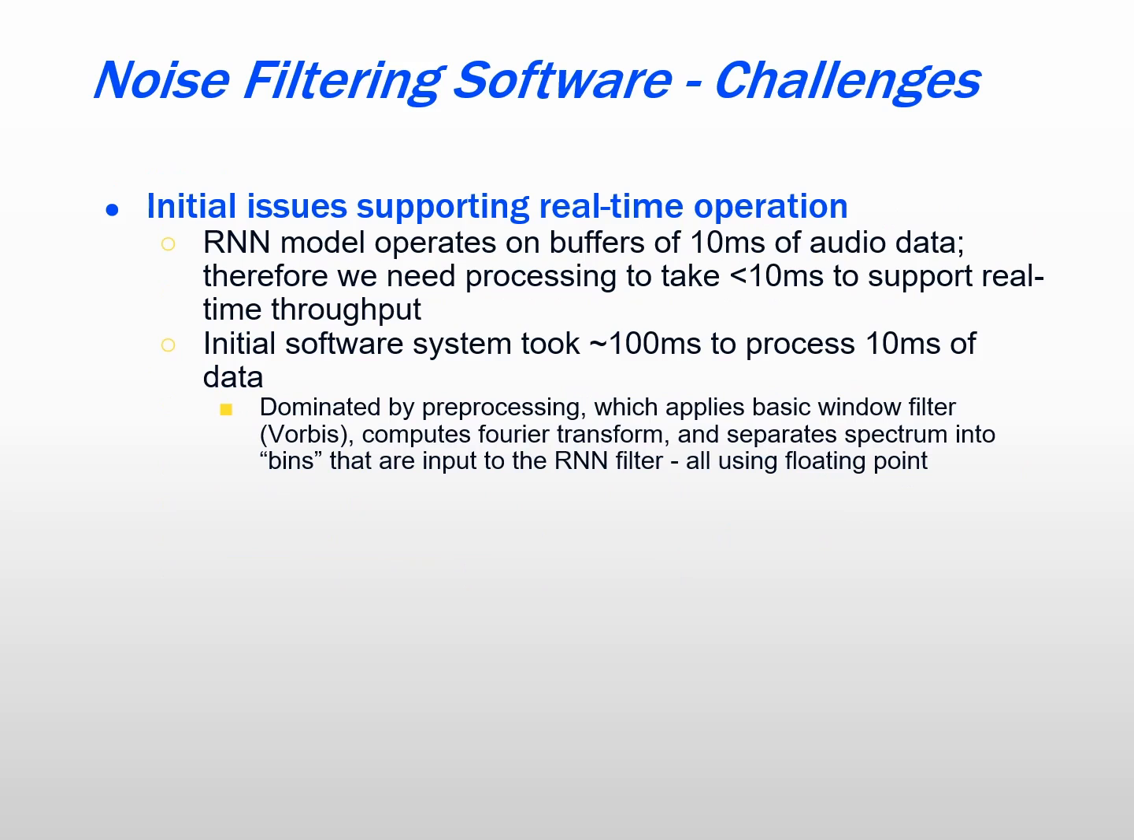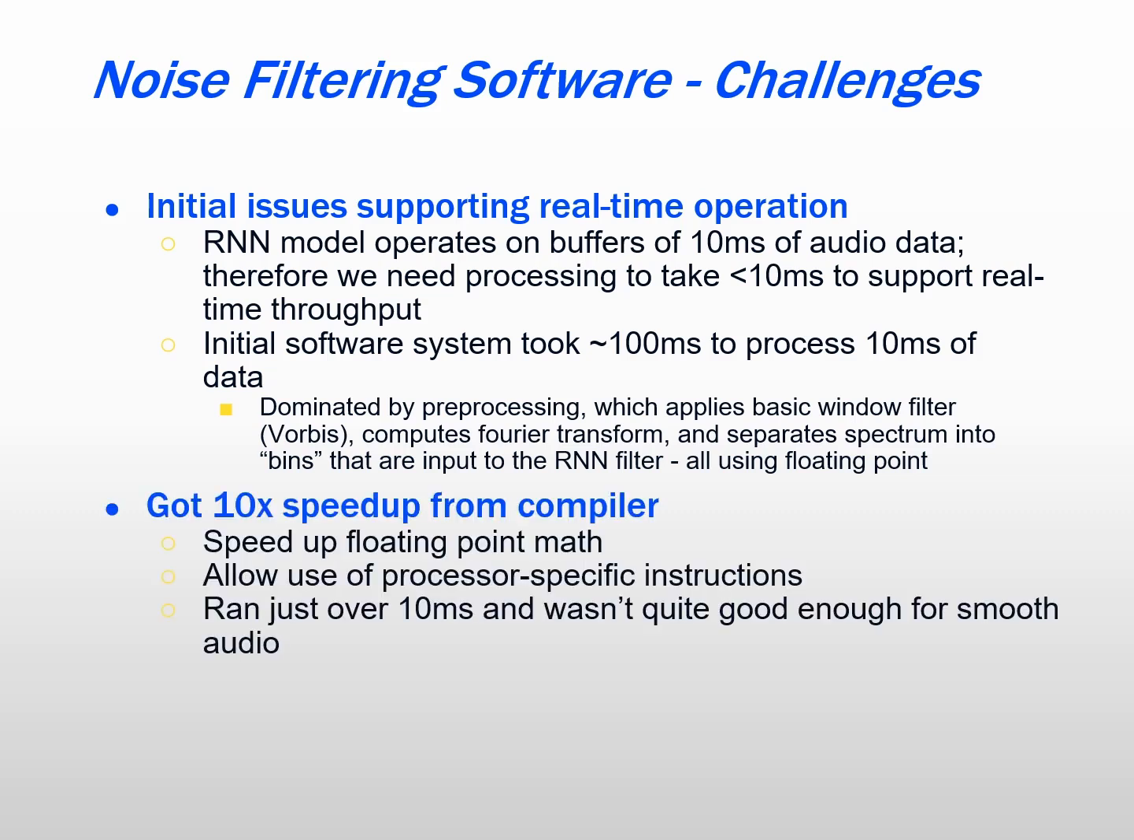So the software posed some challenges when we were first trying to get the system to run in real time. Since the RNN operates on 10 millisecond buffers, we needed the processing time to be less than 10 milliseconds to support real-time throughput. And when we first ran our software, it was taking about 100 milliseconds per 10 millisecond buffer. That amount of time was dominated by the pre-processing, which was doing a lot of floating point operations.